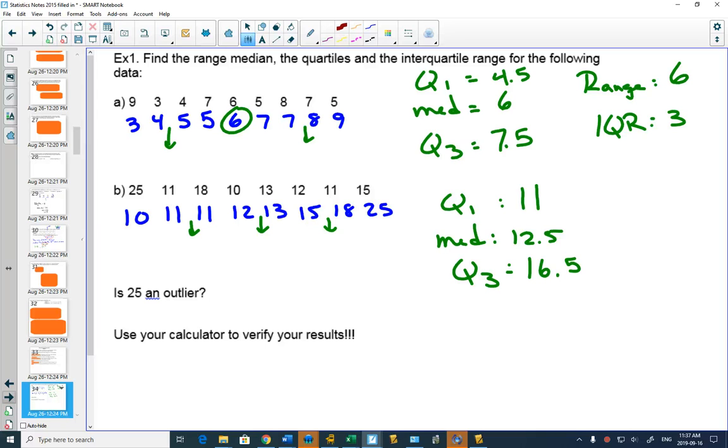Okay, our range in this one is 15, because we go from 10 to 15. Our interquartile range, we go from 11 to 16.5, is 5.5.